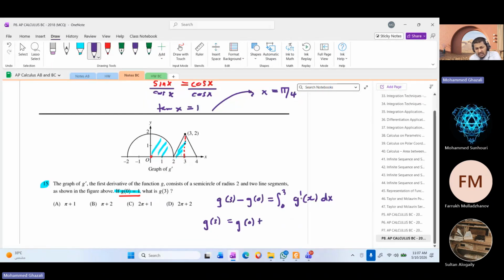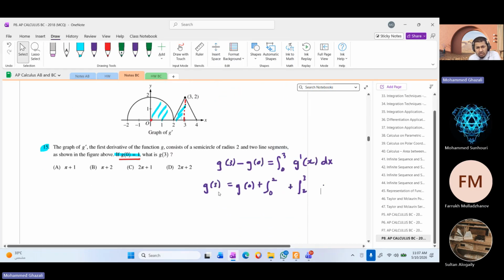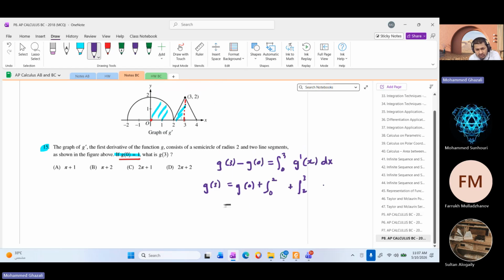But 0 to 3 we can't really find on this derivative graph, integrating the area under this derivative graph. So we need to integrate from 0 to 2, and from 2 to 3. I'm not going to write the rest, you know what to write there: g prime x dx. g(0) is 1.